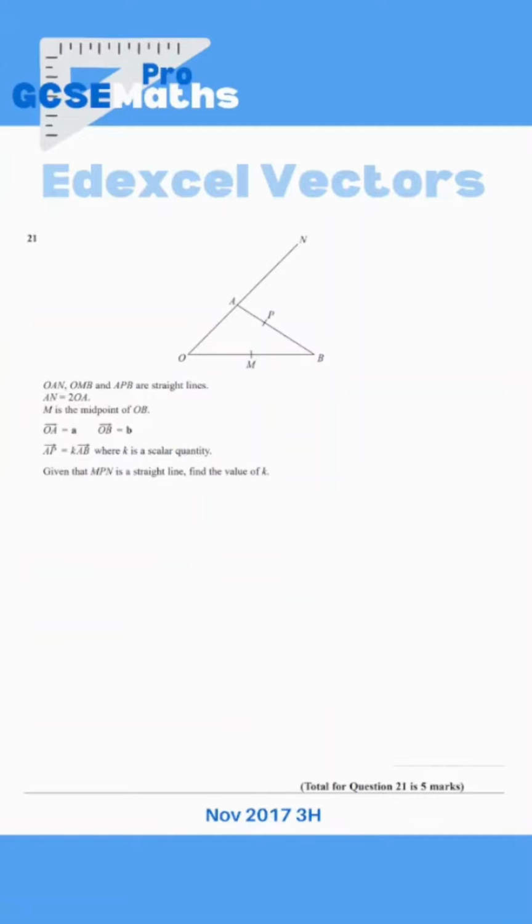Here is one of the most common Edexcel vectors questions. Do you know how to tackle this for 5 marks? The key parts are that AN is 2OA, M is the midpoint of OB, and then we've been given these vectors that we need to label.